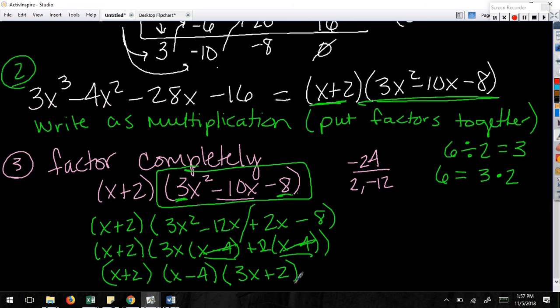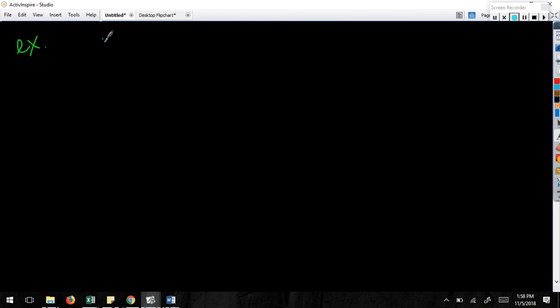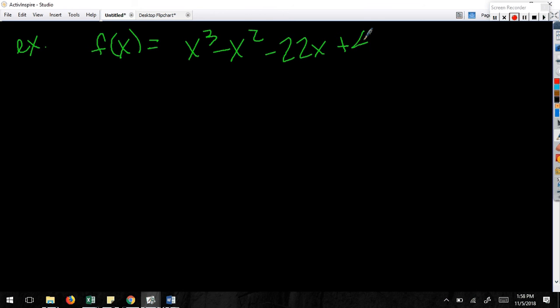Let's do another one. All right. Example. Let f of x this time be x cubed minus x squared minus 22x plus 40. And let's say that the factor is x minus 4. How about let me do this one, then I'll put one more up here for you to do. You can do my last example.